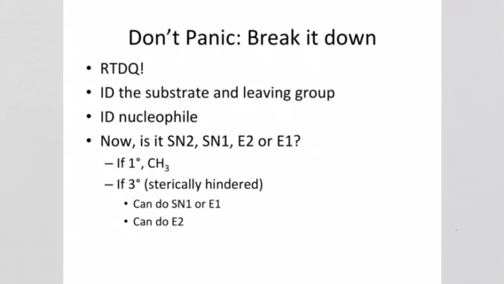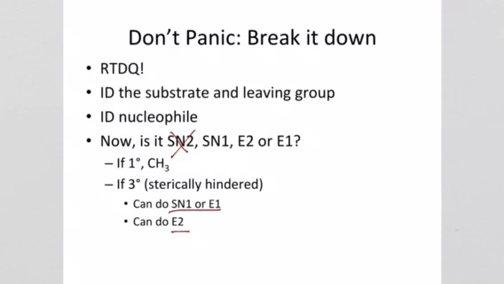If your substrate is tertiary, that means it's very sterically hindered, and one of the things that we can cross off the list immediately is SN2. It's never going to do an SN2. So we know that's not going to happen. So now we need to think about whether it can do SN1 or E1, or is it going to do E2?